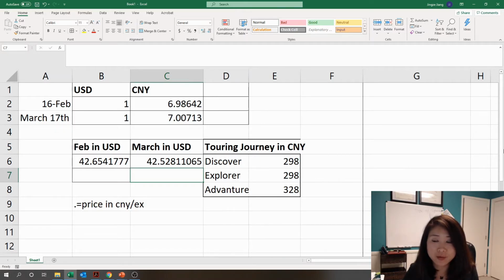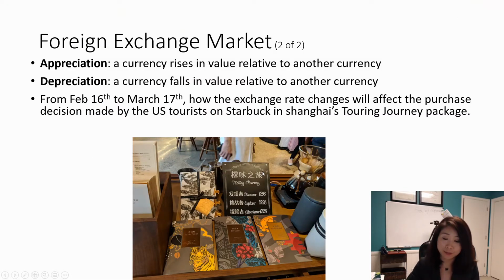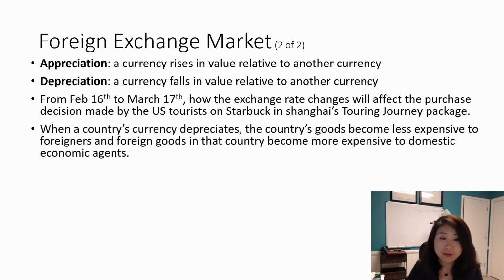So this is just one case, and obviously you can look at Adventurer at 328. To summarize what we just discussed, economists reach a conclusion about what we just found. When a country's currency depreciates, the country's goods become less expensive to foreigners. Just like in the case we looked at, the Chinese yuan is depreciated, so the Chinese goods, those tour packages, are less expensive to foreigners, so to you guys, because you're considered a foreigner to the Chinese.